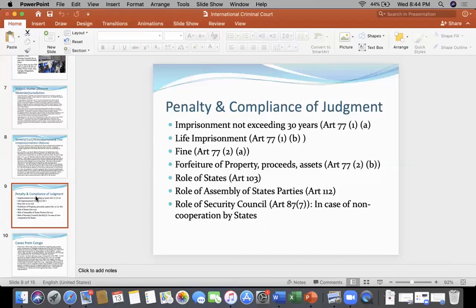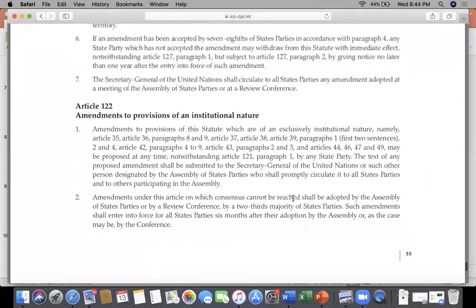So you will wonder whether this capital punishment provision is also present in the Rome Statute. The answer is, the Rome Statute does not have capital punishment. It only has life imprisonment. So according to Article 77, there can be life imprisonment. So that is also possible.